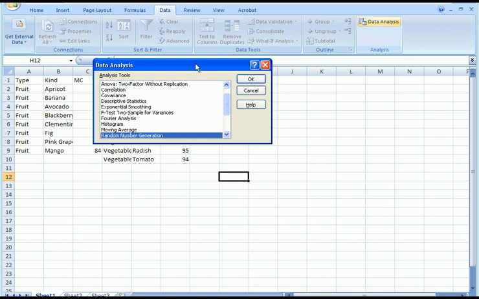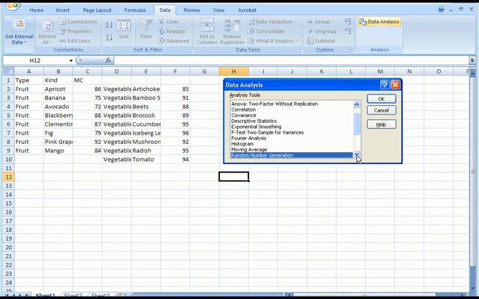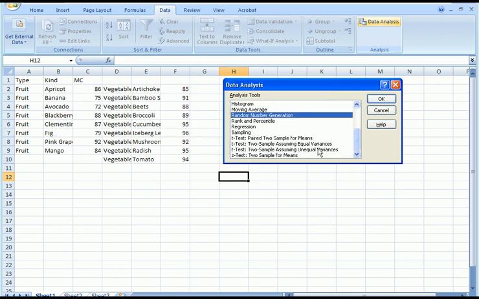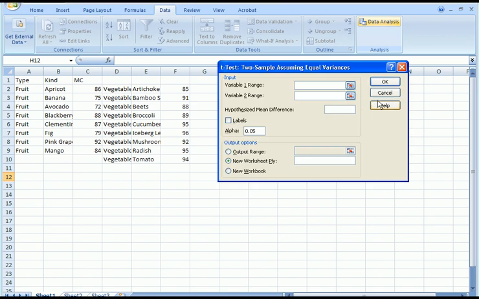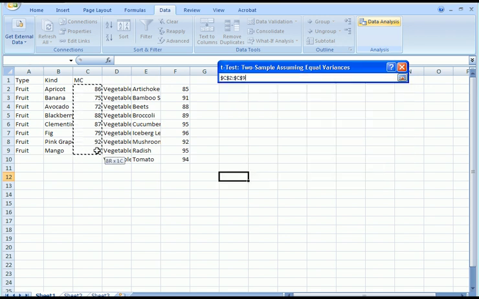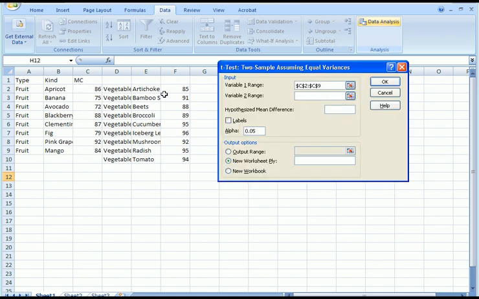So I go data, data analysis. Scroll down to t-test. Again, it's a small sample. We're going to assume equal variances. Variable 1 range, that's my fruit. Variable 2 range, that is the vegetable, and it's okay to have different numbers of data pieces when you're doing independent. Alpha was 0.05, so we're safe.